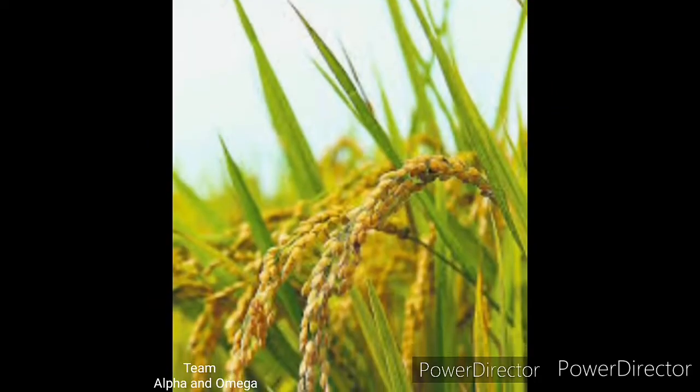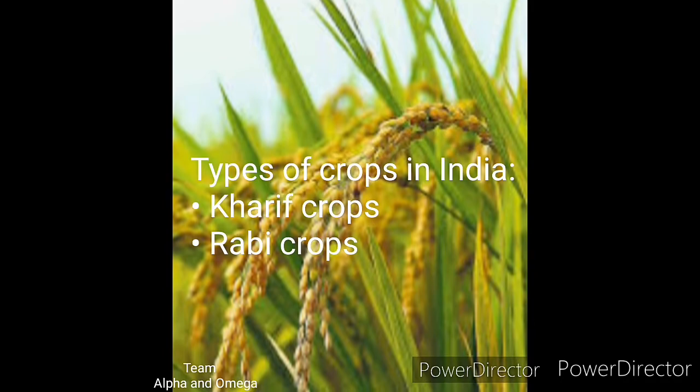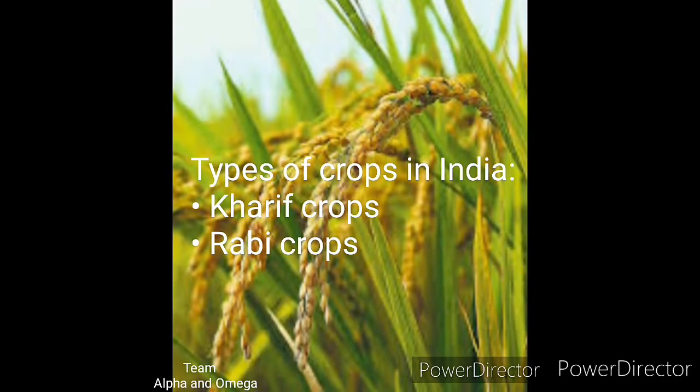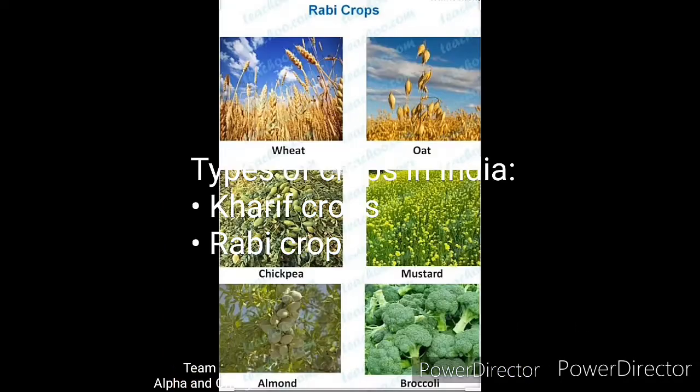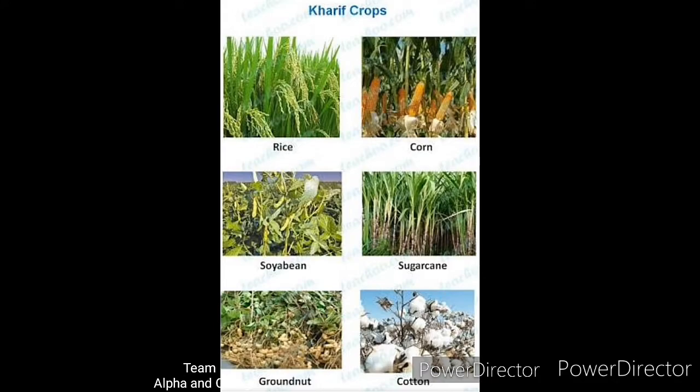And in India, the cropping season is classified into two main seasons, Kharif and Rabi. In the winter season, crops like wheat and gram are grown. They are called Rabi crops. In the summer season, Kharif crops such as rice, maize, jowar, and bajra are grown.